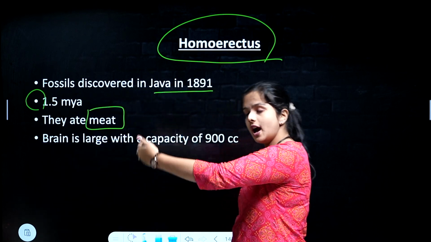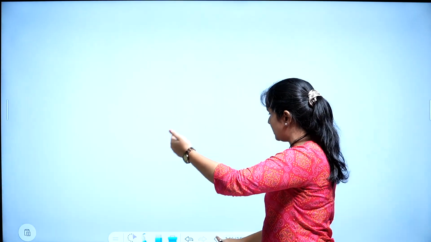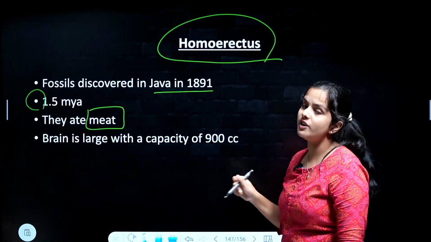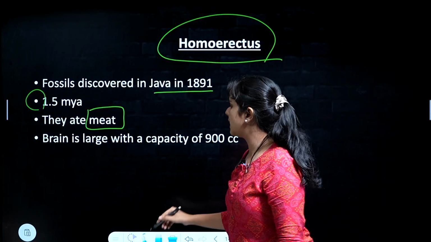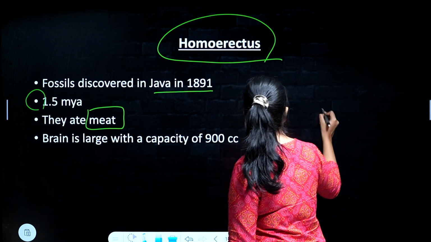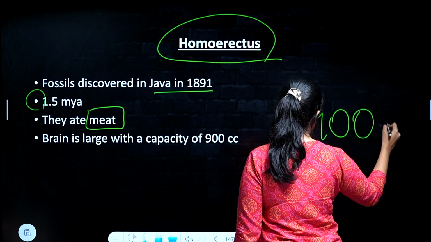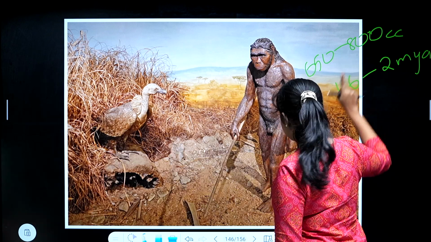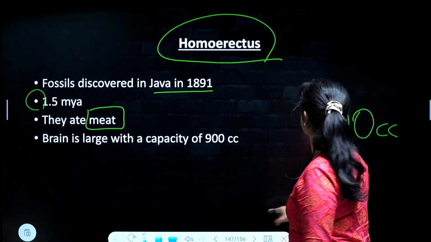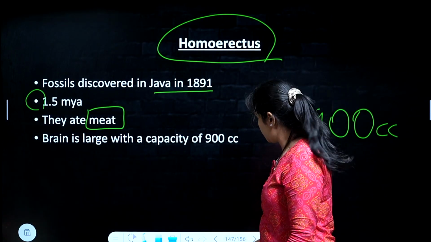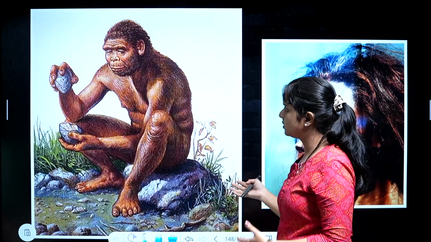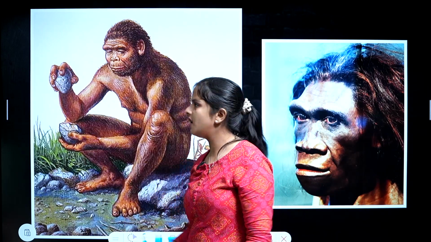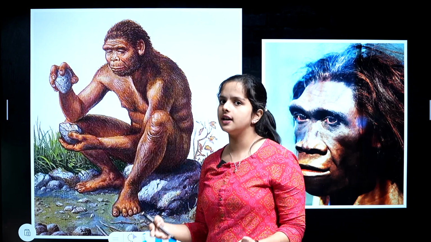So the Homo habilis and the one before that, the Australopithecus, ate fruit, right? Fruit and vegetables. But here the Homo erectus started eating meat, and they had a brain with much bigger capacity of 900 cc. Okay, Homo habilis only had a capacity of 650 to 800 cc, but Homo erectus has a capacity of 900 cc. Now moving on, this is the picture of Homo erectus that you can see over here. It looks more like a man. Okay, it's starting to look more like a man.